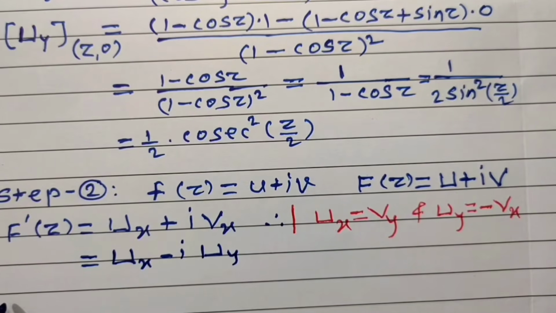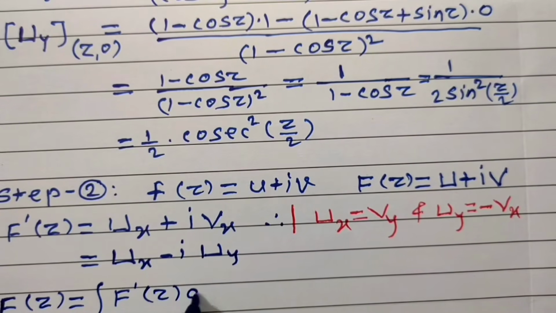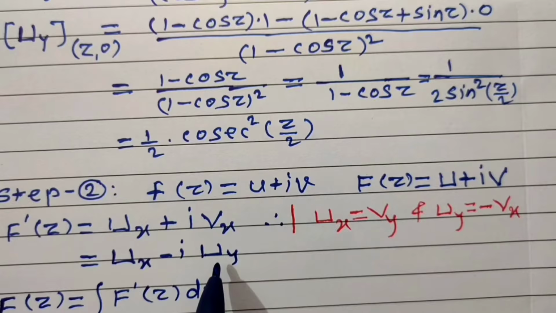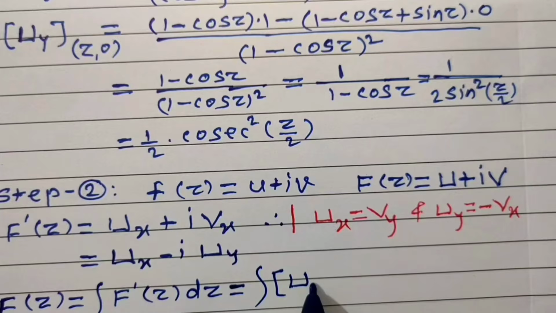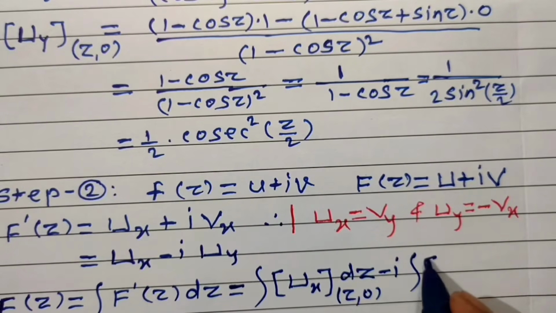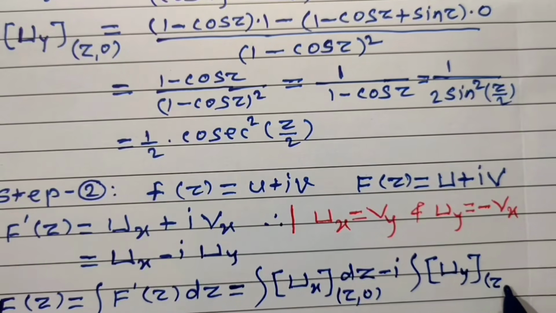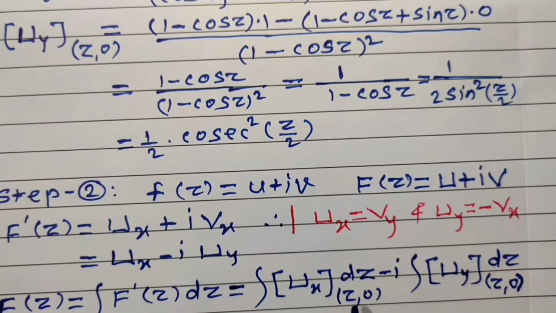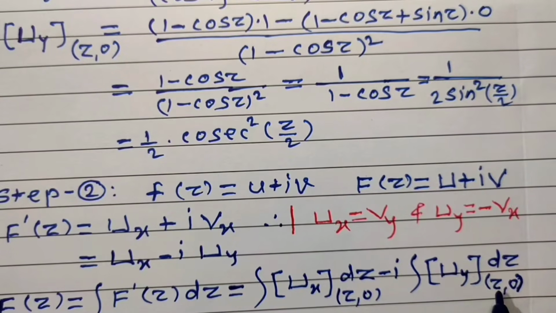Hence F of z is equal to integral of F dash z with respect to z. But F dash z is this one. In u_x replace x by z and y by 0. In u_y also replace x by z and y by 0. So this is equal to integral of u_x, replacing x by z and y by 0, integral with respect to z, minus i integral of u_y, replacing x by z and y by 0, integral with respect to z. Okay, u_x at (z, 0) and u_y at (z, 0).